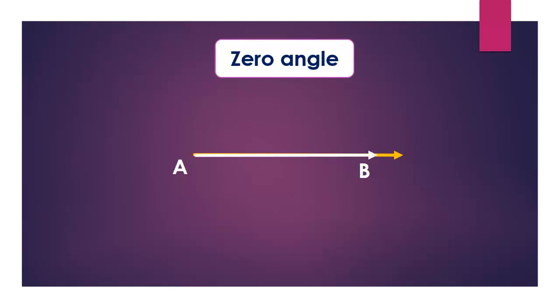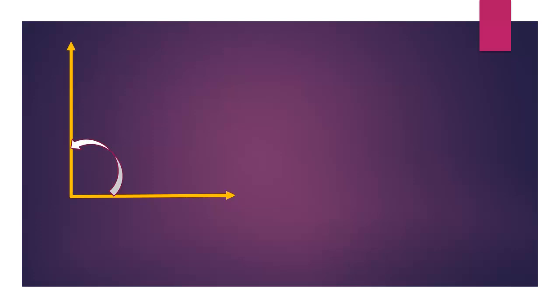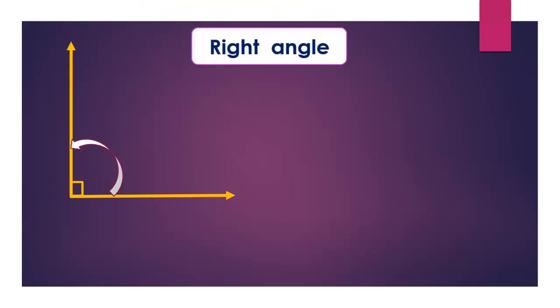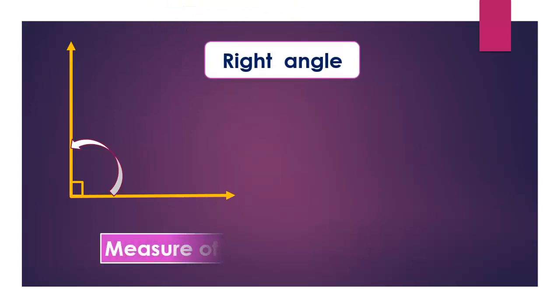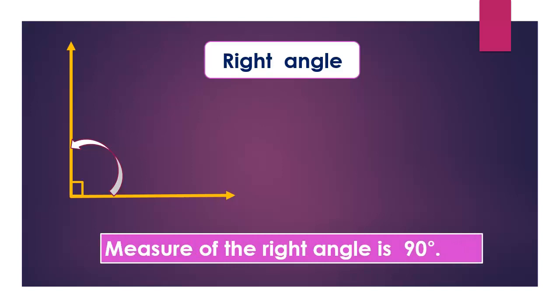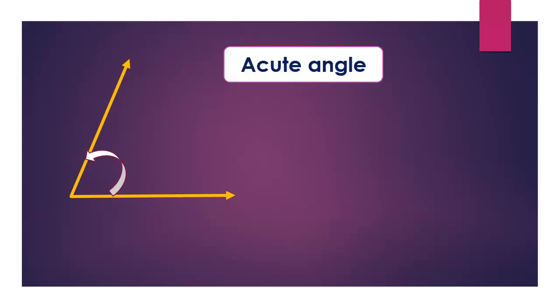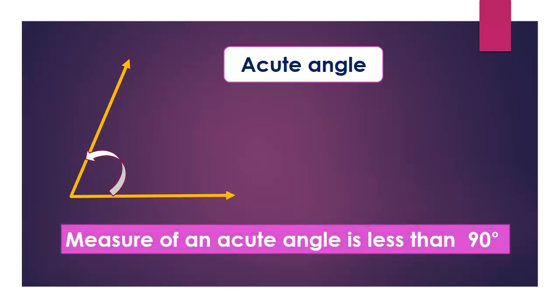The next example is, let us take ray AB which moves and forms 90 degrees. Such angles are known as right angle. So the measure of the right angle is 90 degrees. Let us take a ray AB and it moves and gets to this position. Such an angle is known as acute angle. The measure of an acute angle is less than 90 degrees.